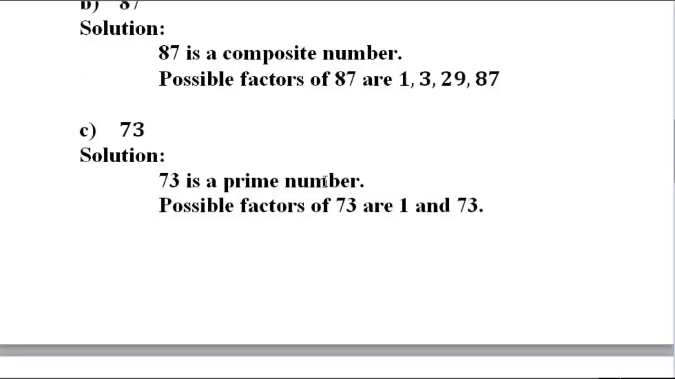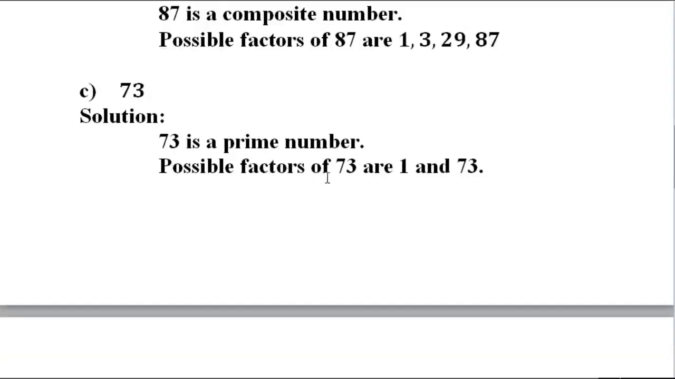Switching to number 3, we have 73, which is again a prime number. Only 1 and 73 can divide the number 73. Other than that, no number can divide 73. Therefore, 73 is a prime number, and the possible factors of 73 are 1 and 73.